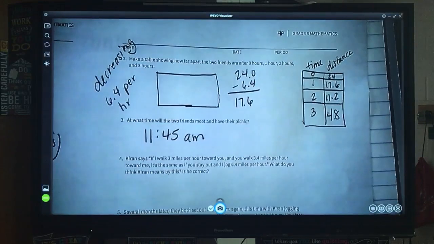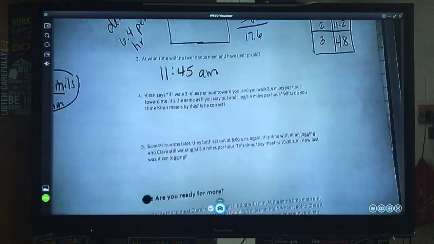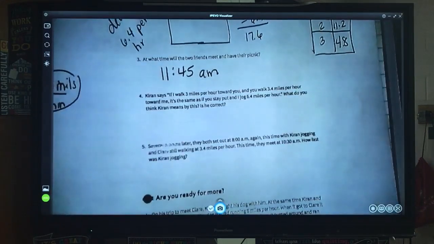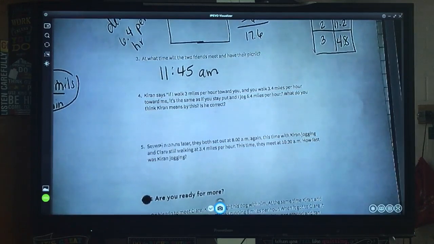All right, how many of you got to number 4? I'm gonna give you 5 minutes for number 4 and number 5. If you finish before the timer goes off, stand up and wait quietly.